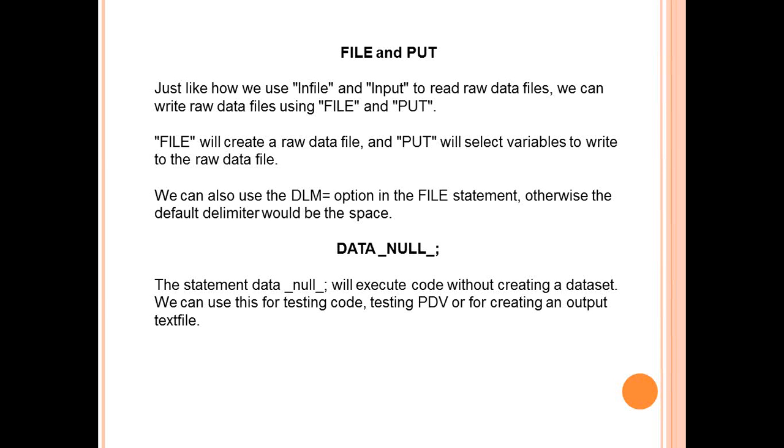Now we can use the DLM option in the FILE statement, otherwise the default delimiter would be space. Now data _null_, because we don't want to create any data set. That is why we are going to put the data into a text file. The statement data _null_ will execute code without creating the data set. We can use this for testing code, testing the PDV, or for creating an output text file.